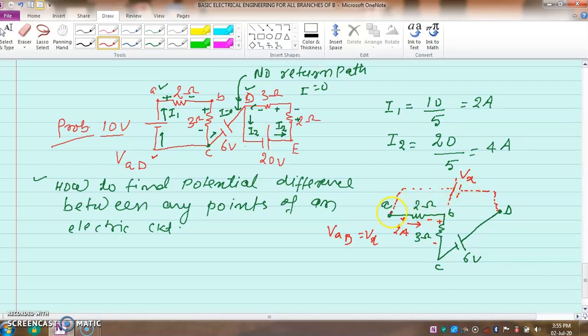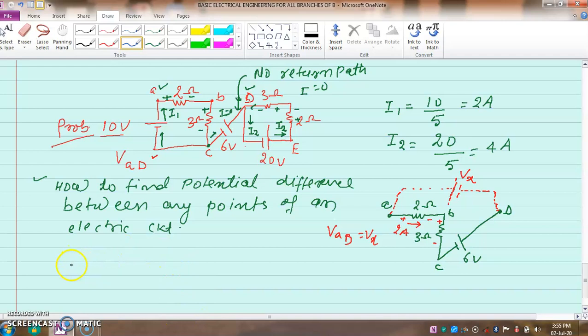Now this, you see, this is your closed path. You can go from A, B, C, D, A. This is your closed path. Or you can also go A, D, C, B, A. This is again a closed path. So now you have to apply Kirchhoff voltage law for this closed path.